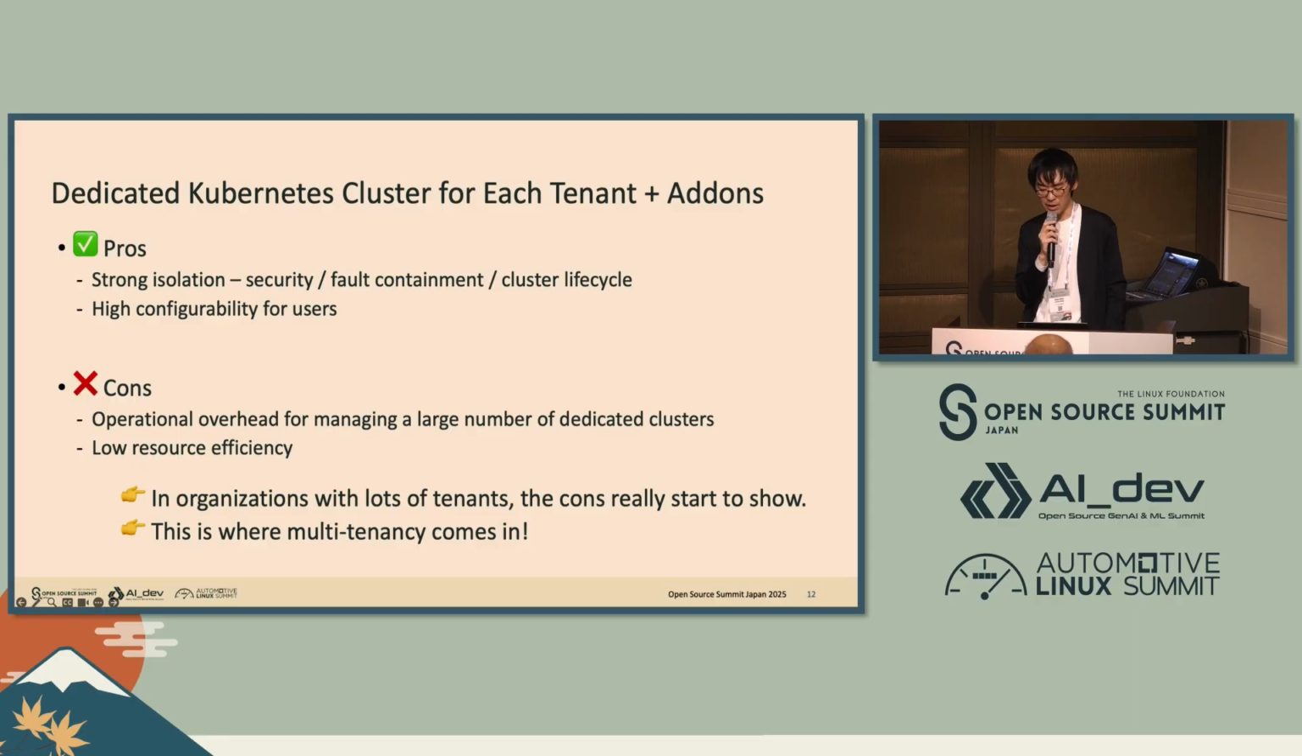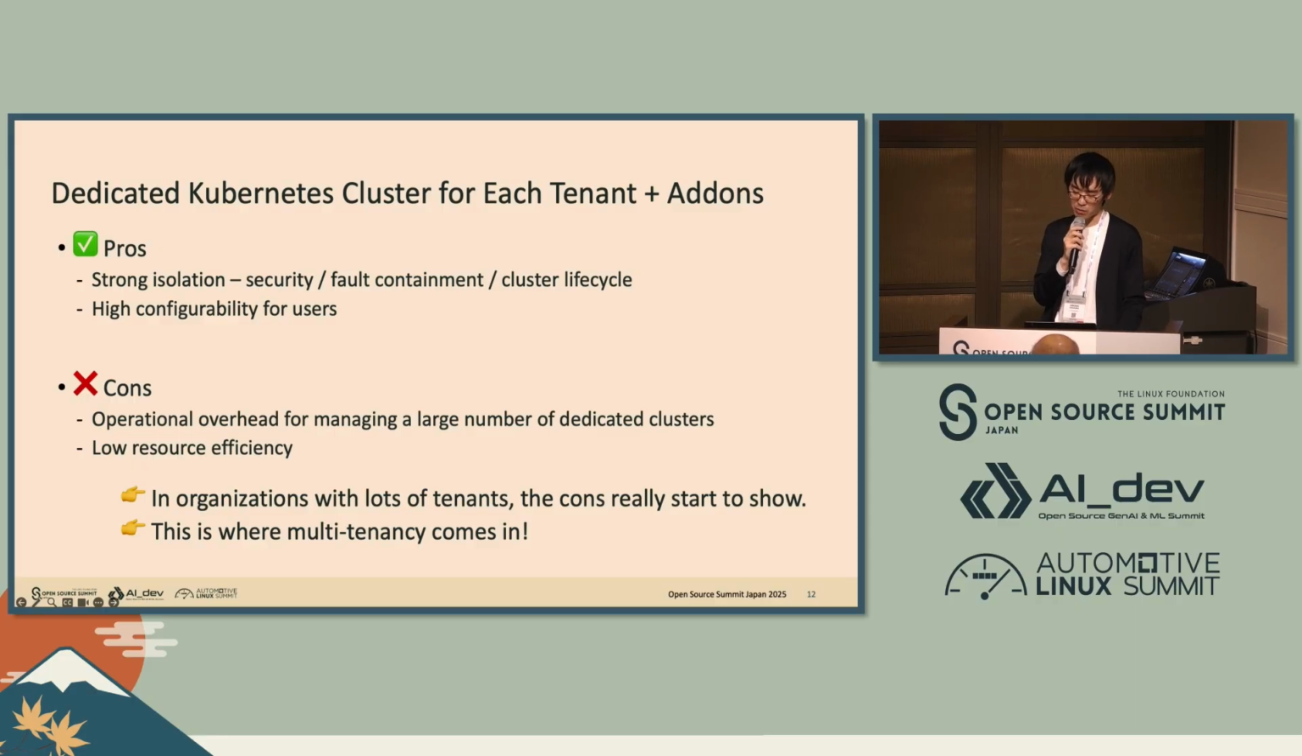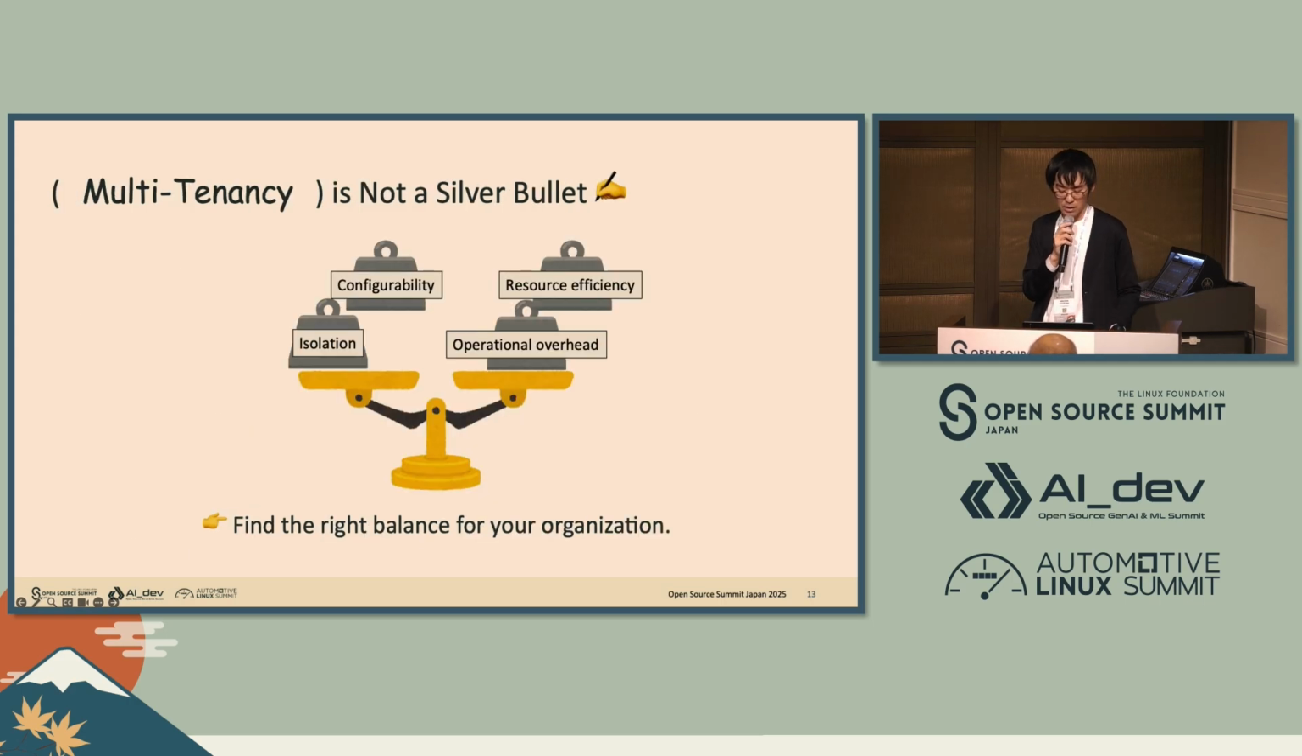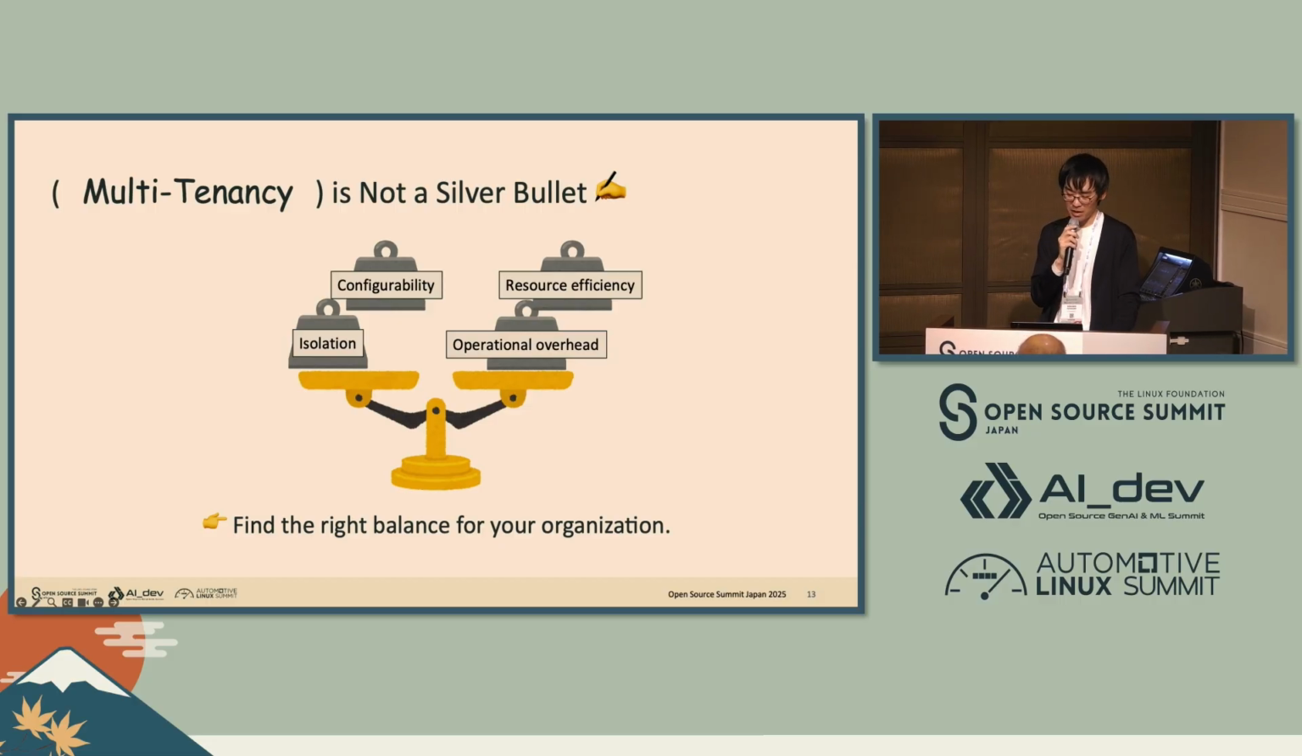To address this, we can use a different design approach. So it is multi-tenancy. Multi-tenancy helps reduce cluster management cost and enhance resource efficiency by providing platform capabilities to multiple tenants with fewer Kubernetes clusters. Of course, multi-tenancy is not a silver bullet. It has advantages, but it also comes with downsides.